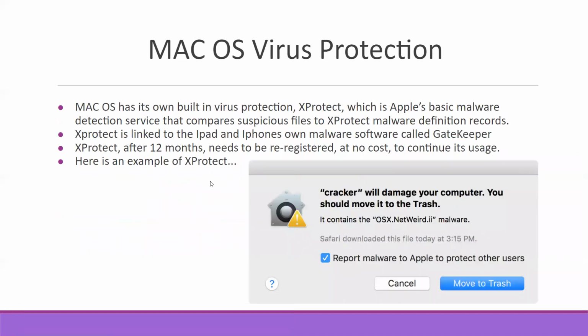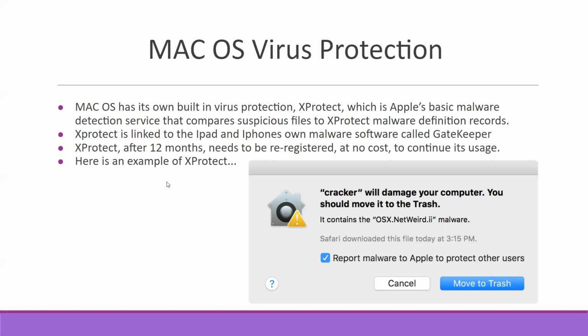So Mac OS virus protection. Macs are a little different than regular computers. You don't have to download and continue to pay for your own antivirus, like Norton and a couple other ones, but I don't remember. They have their own built-in antivirus called XProtect, which is Apple's basic malware detection service that compares suspicious files to the XProtect malware definition records, which come from, I think it was called Yara, which is based off of Google's rules.